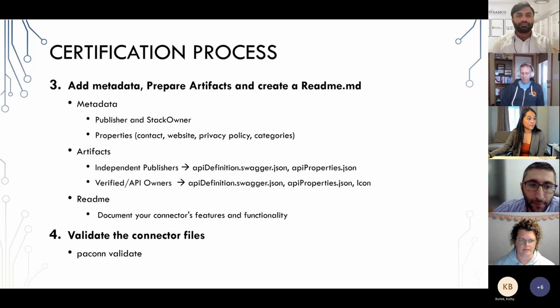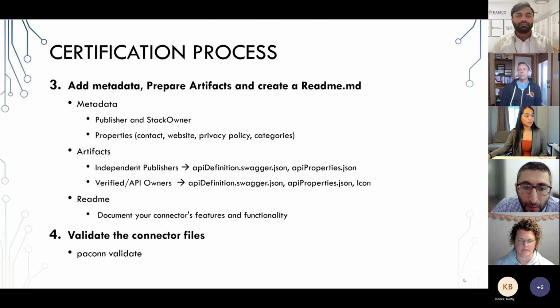And then for verified publishers or API owners, we're going to ask for the API definition Swagger file, API properties, and they have to provide an icon for their connector as well. And from all partners, we ask for a good, nice, small file called README. And this README file will be the documentation for your connector in our open source repo in GitHub.